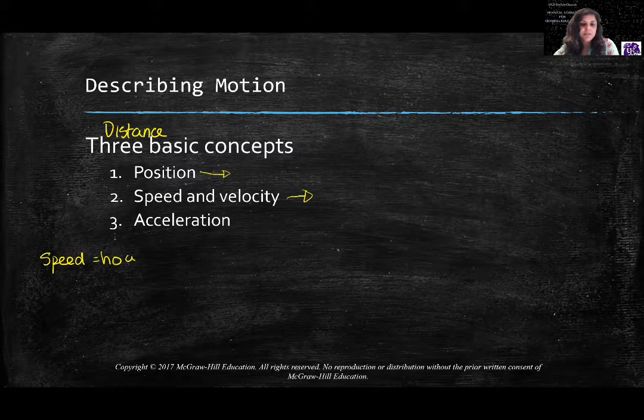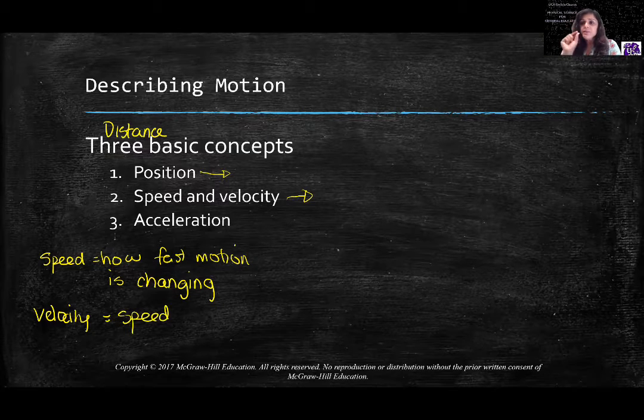So, in other words, it's how fast our motion is changing. And velocity is also how fast our motion is changing. So velocity is speed, but it's a special thing. It's a speed in a specific direction.